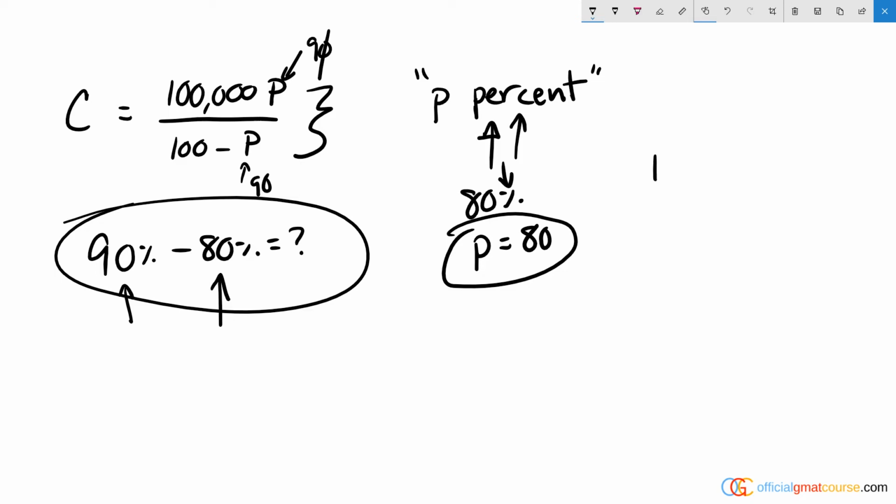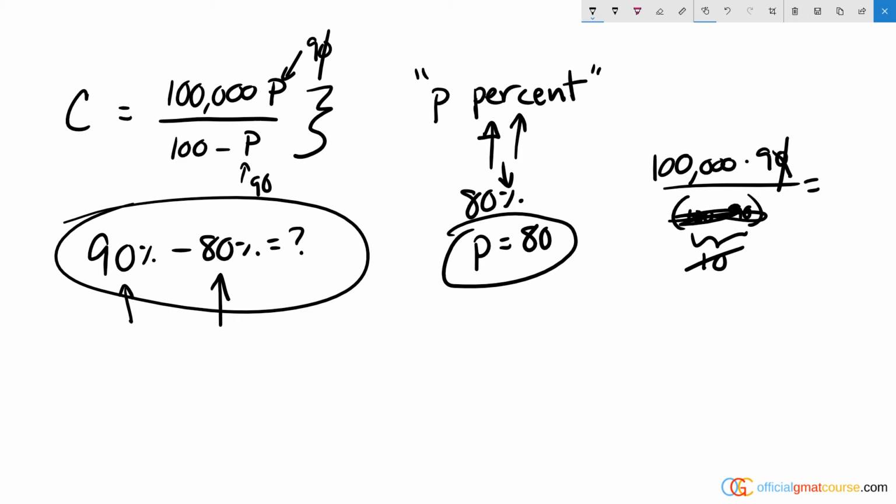So I'll jot that out real quick. We're going to have 100,000 times 90 over 100 times 9 minus 90, which is equal to 10. And since this is equal to 10, that means I can cross this out against a 10 up top, which would be the 0 in the 90. And that means we have 9 times 100,000, which is 900K.